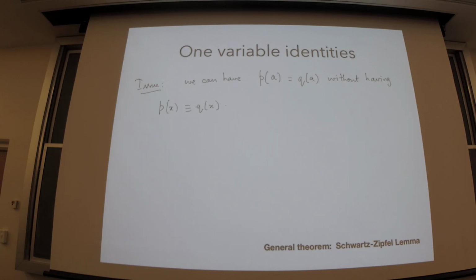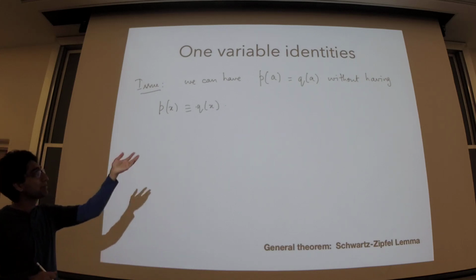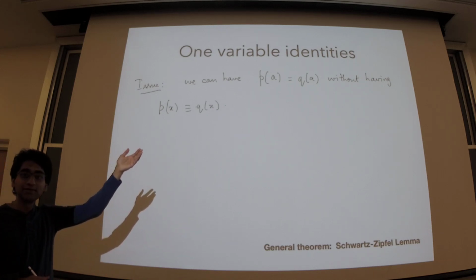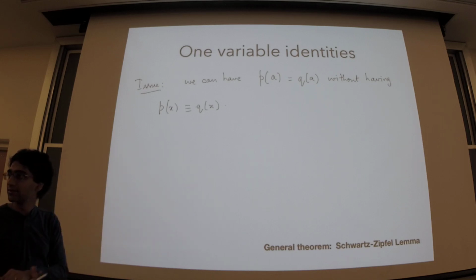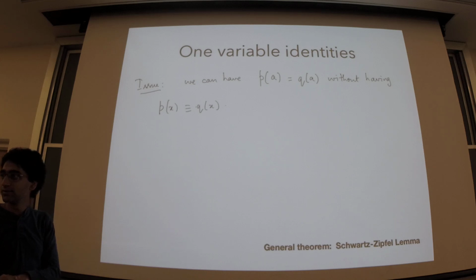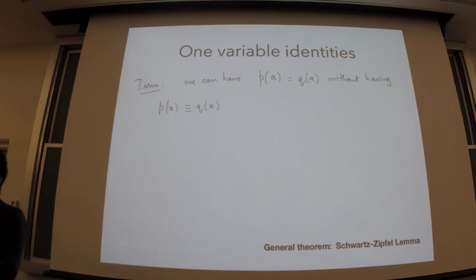In fact, for how many A's could something like this happen? So what he's saying is that there can be at most D different A's for which something like this can happen. And why is that? Anybody else? Okay, so why did you say D?